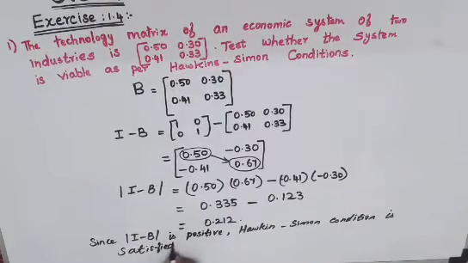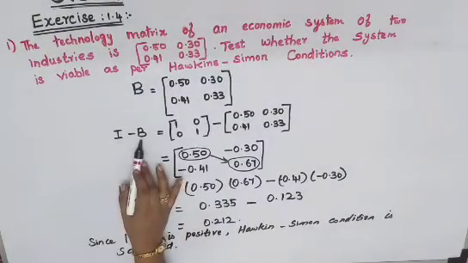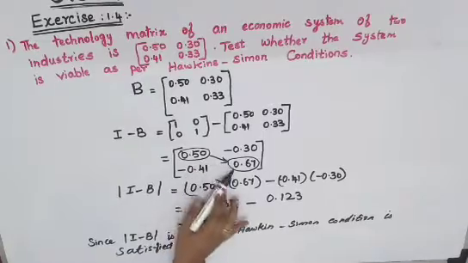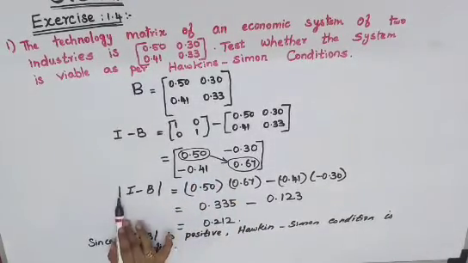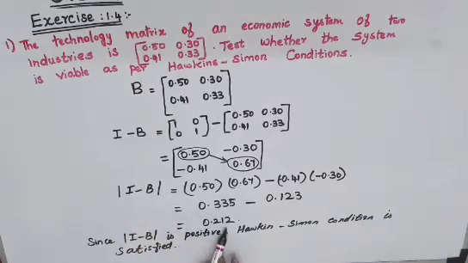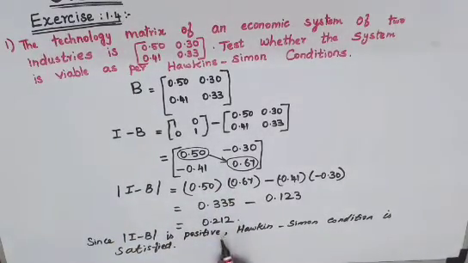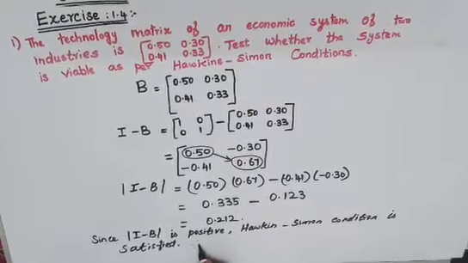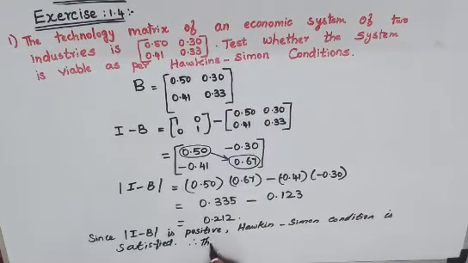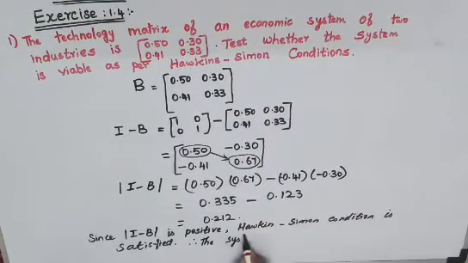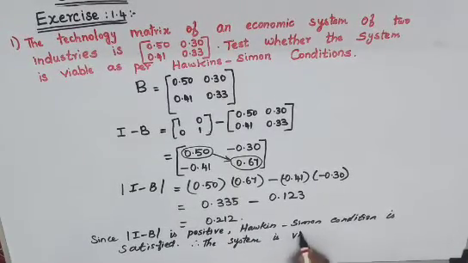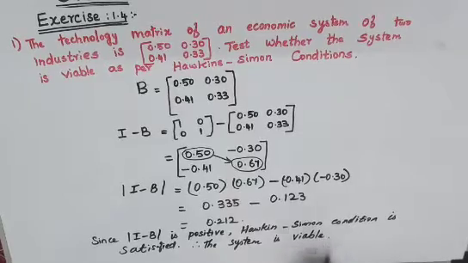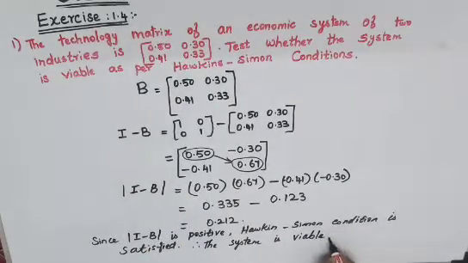So what is the condition? First you have to find I minus B and check your main diagonal elements. They should be positive, that is your first condition. Your second one is the determinant of I minus B should be positive. So both the conditions are satisfied here. Therefore the given system is viable. They have asked you to prove whether it is viable, so we can declare that it is viable. This is the answer for the first question.